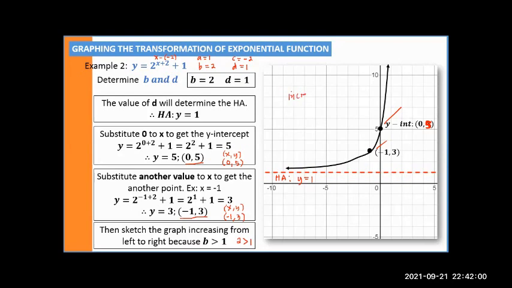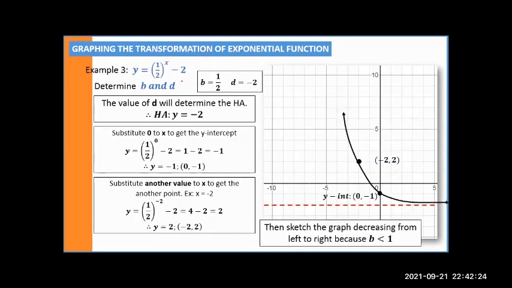So, increasing from left to right. So, that is our example number 2, graphing of transformation of exponential function. Now, let's have example number 3. So, this time, ang base naman is less than 1. Okay? So, may idea na tayo na mababaliktad yung behavior kasi less than 1 yung base. So, ito example number 3 natin.